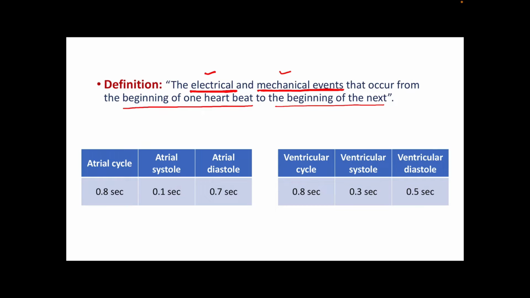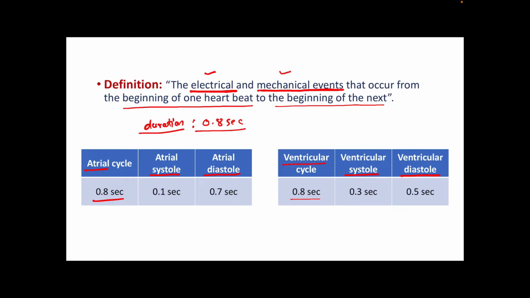Now this whole of the cardiac cycle, its total duration is 0.8 second, and this cardiac cycle, it is in atria as well as ventricles. So atrial cycle and ventricular cycle. Atrial cycle, it consists of atrial systole and atrial diastole. Ventricular cycle, it consists of ventricular systole and ventricular diastole. Duration of both atrial as well as ventricular cycle is 0.8 second.